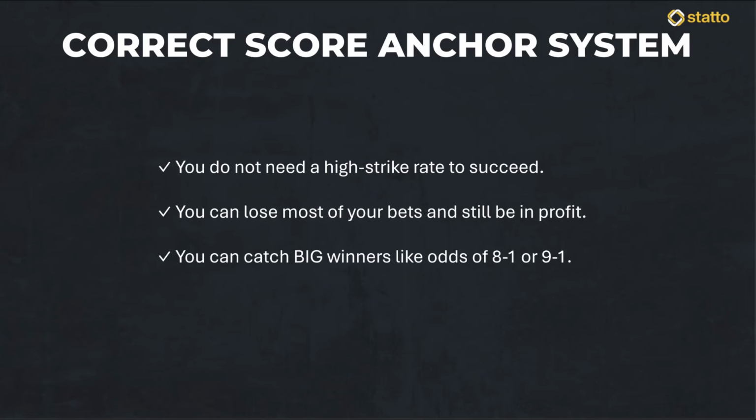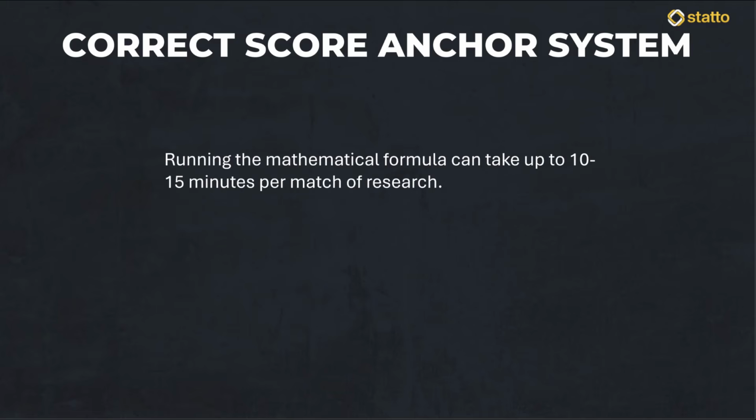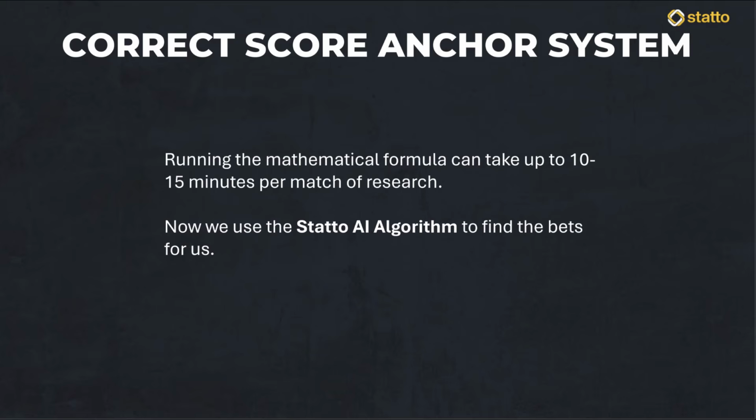So if that sounds like a good system to you, then keep watching, because I'm going to show you how we pick out the bets and how we place the bets and how we can typically hope to get on a regular day of following this particular system. Keep in mind, if you want to research every match, then running the mathematical formula can take you around 10 to 15 minutes per match of research, but now we use the Statto AI algorithm to find the bets for us, which is what I will show you right now.